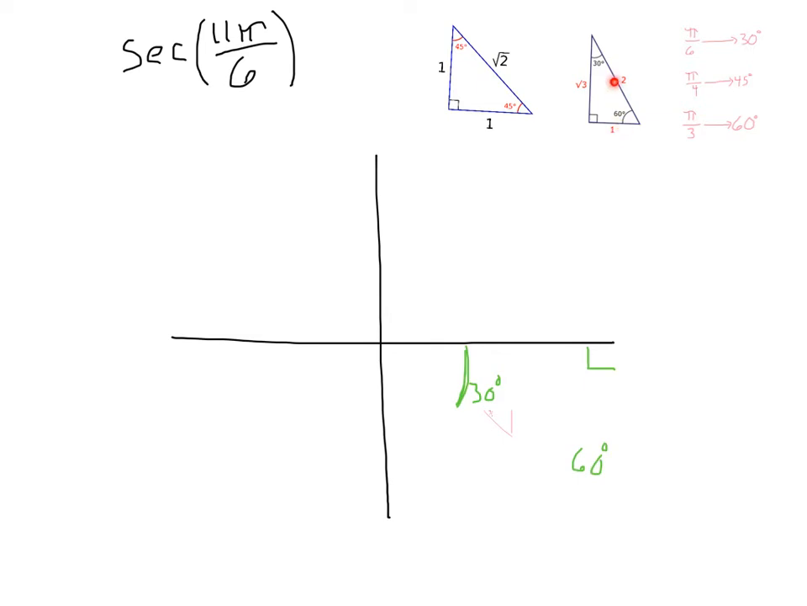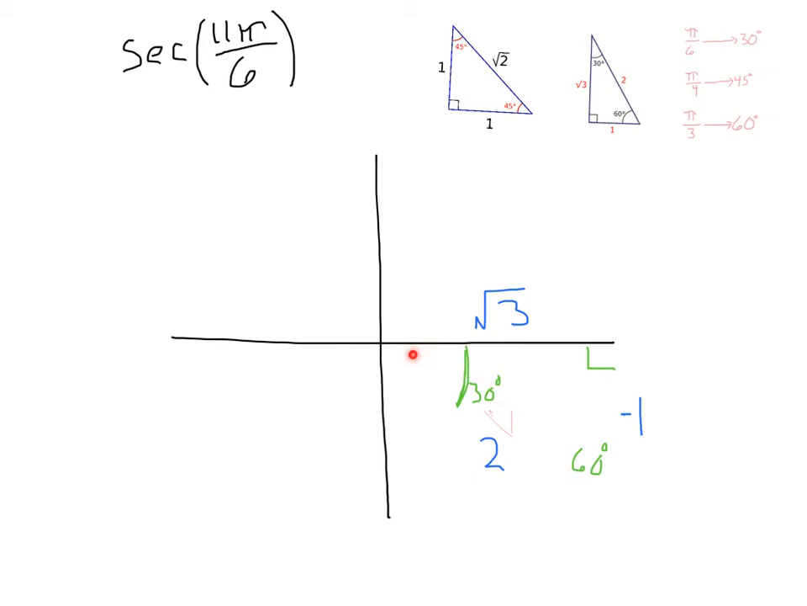Let's use our 30, 60, 90 to label our sides. Across from the 30, I'm going to have a 1. Across from the 60, I'm going to have a square root of 3. And my hypotenuse is going to be 2. Here I'm on the positive x-axis, so this is going to be positive. Here I'm on the negative y-axis, so this is going to be a negative 1. And my 2 always stays positive because it's the hypotenuse.